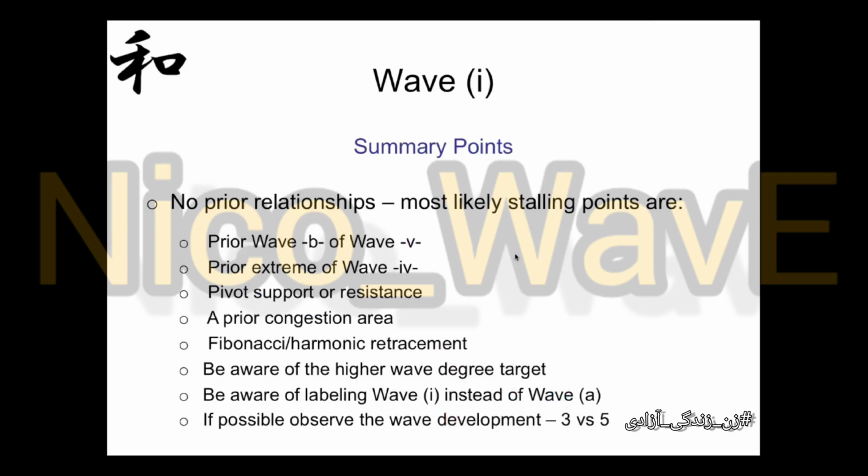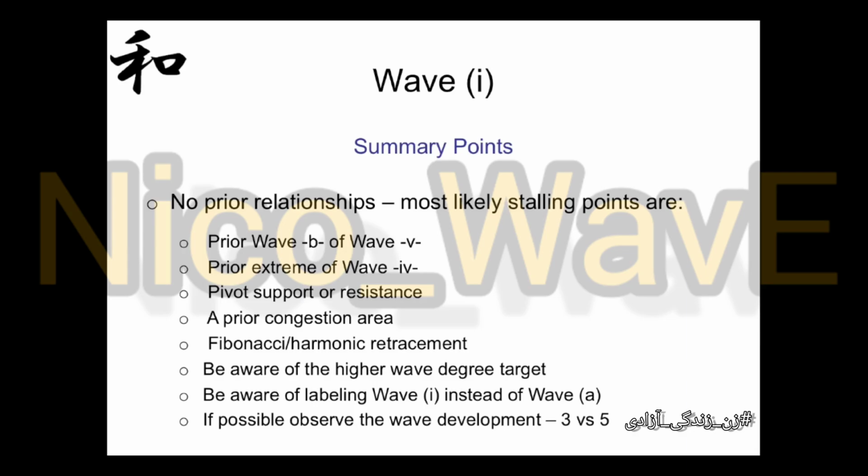So in terms of wave 1, what we can say is there are no prior relationships, and so the most likely stalling points to look for are the prior wave B of wave 5, the prior extreme of the wave 4, pivot support or resistance, prior congestion areas, Fibonacci and or harmonic retracement levels.